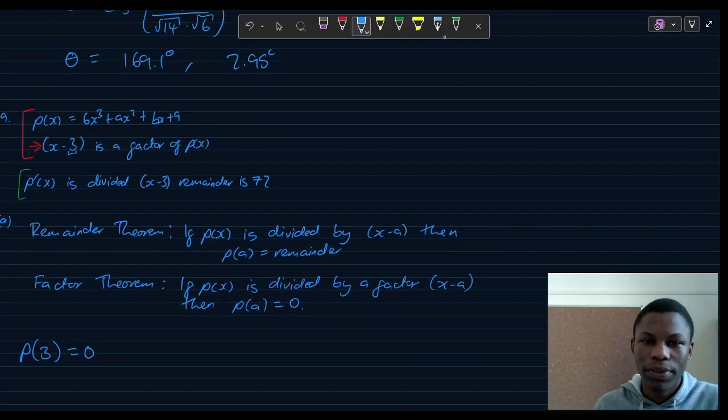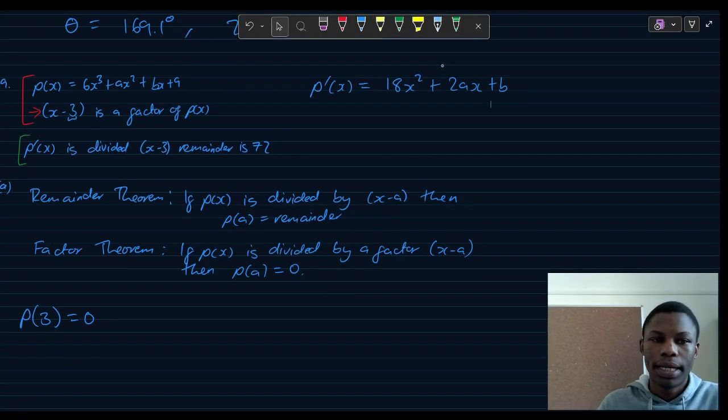So p prime of x, if we differentiate, because remember prime means first derivative, if it's double prime it's second derivative. So p prime of x is equal to, differentiate 6x cubed, you're going to get 6 times 3, which is 18, x squared, plus, bring down the 2, so 2ax. If you differentiate bx, you just end up with b. If you differentiate the constant 9, you get 0.